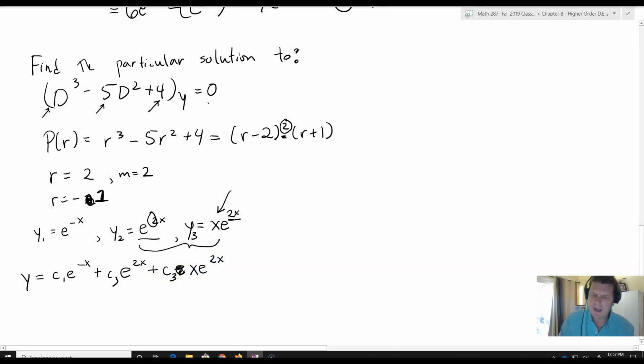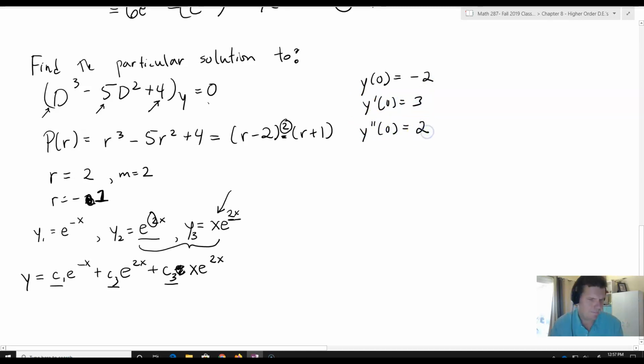Now, we're going to be looking for a particular solution, so what that means is that I'm going to need 3 initial conditions, one for each of these constants. So we're going to have y of 0 equals negative 2, y prime of 0 will equal 3, and y double prime of 0 will equal 2. So what I need to do now in order to find this particular solution is take some derivatives here.